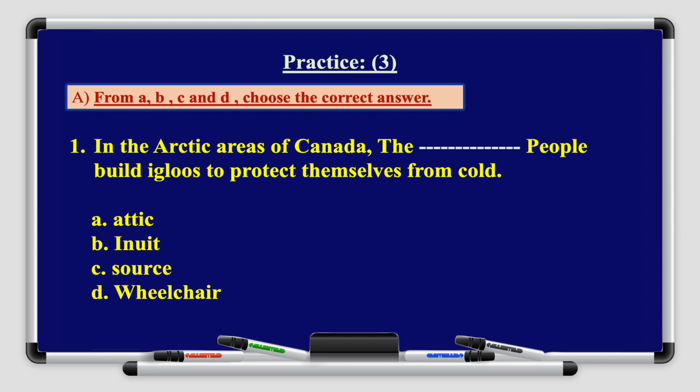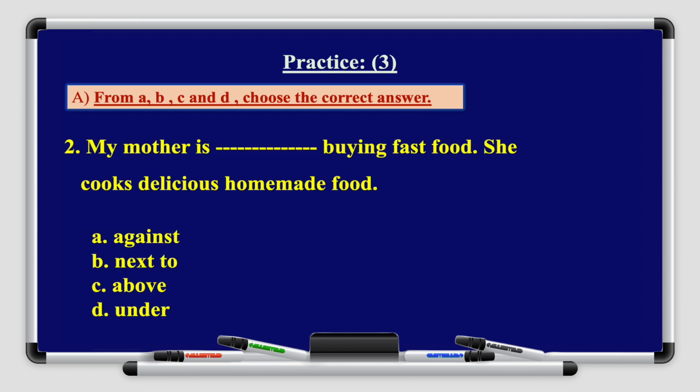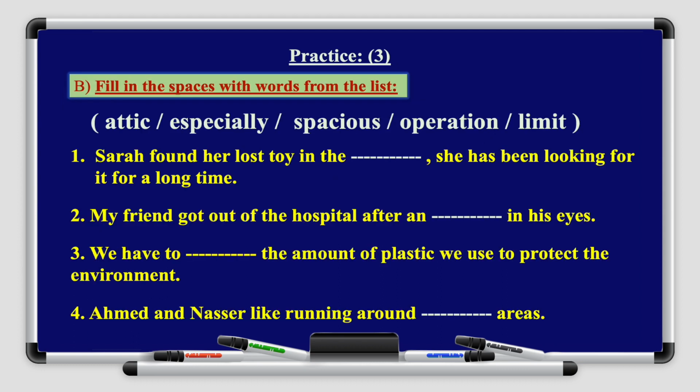Now practice number 3, from A, B, C, and D, choose the correct answer as well. So number 1, in the Arctic areas of Canada, the blank people build igloos to protect themselves from the cold. So is it A, attic, B, Inuit, C, source, or D, wheelchair? So these are the Inuit people who build igloos. Number 2, my mother is blank buying fast food. She cooks delicious homemade food. So is it A, against, B, next to, C, above, or D, under? So my mother is against buying fast food. Excellent.